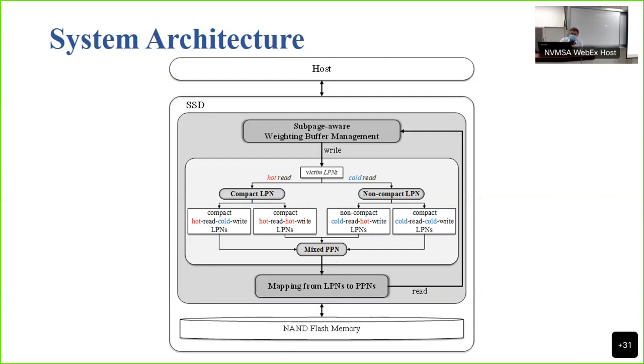We will detect if they are hot read or cold read. If they are hot read, we will use compact LPN. If they are cold read, we will use non-compact LPN. So based on hot read, cold read, compact LPN, non-compact LPN, we have 4 types of LPN, just like this. And then we will use mixed PPN. The mixed PPN will mix hot write data in the same PPN, and cold write data in the same PPN.